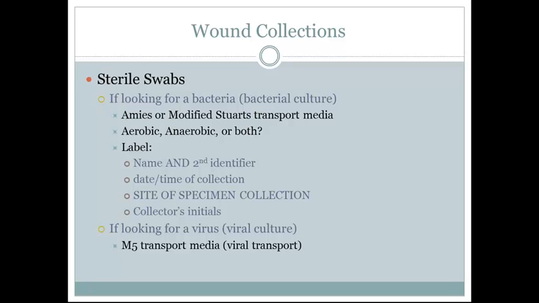And the importance of this is sometimes some patients will have more than one wound that will need to be swabbed, and they can have different bacteria growing in them. So we need to know which bacteria is growing in which wound so we can best treat the individual wound. You also need your collector's initials on the swab. If you're looking for a viral infection, you would then use an M5 transport media for those types of infections. And maybe sometimes a doctor doesn't know whether it's bacterial or viral, so you would do both.